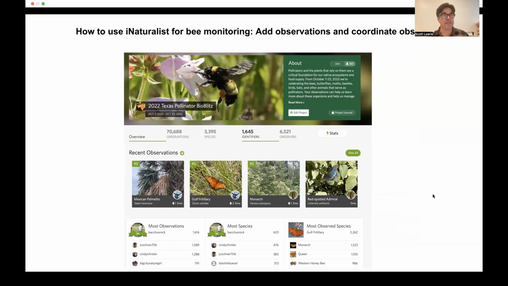So put on things like BioBlitzes. These are getting people outdoors. You can use iNaturalist to set these up. It will do all the tallying for you, and give them marching orders: we're going to see how many bees we can observe in this place today, and we're going to compare and see how we're doing.